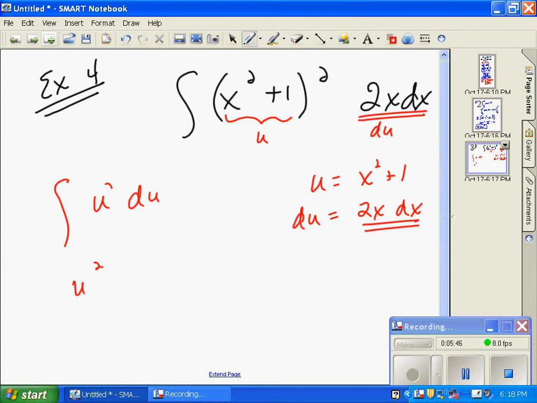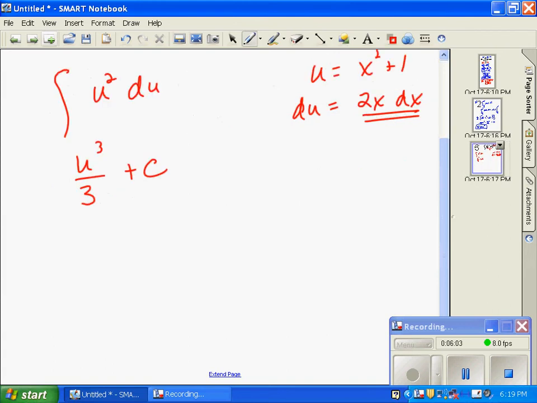Whoops, I wrote it down wrong. You caught that mistake, didn't you? That would be the integral of u squared du because of that 2, right there. So if I want to do the antiderivative of u squared, I would get u cubed over 3 plus c. And I look at that and I'm done.